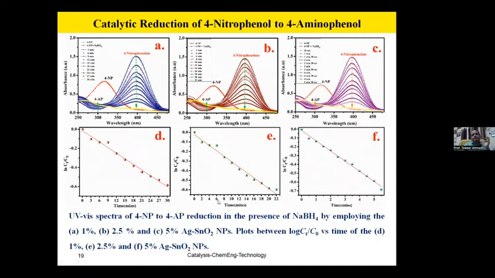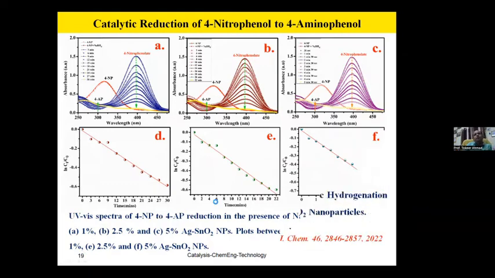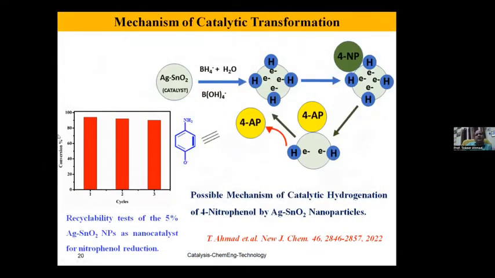Nearly 100% conversion of nitrophenol to aminophenol is done in 5 minutes with the 5% silver doped SnO2 nanoparticles, whereas 1 or 2.5% provides this conversion in 30 or 22 minutes. And this is a cyclability test that we did for the 5% silver doped SnO2 nanoparticles as a nanocatalyst, after recovering it at the end of the reaction.